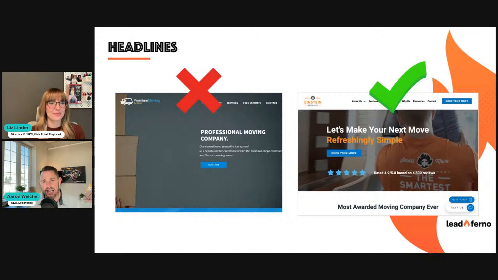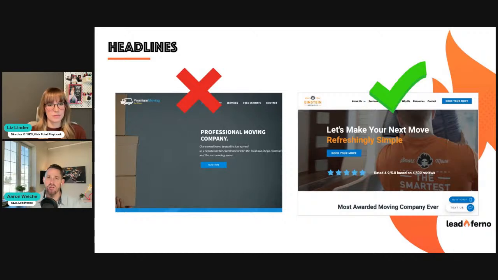On the right side with Einstein Movers, now we see people playing on emotion, right? Like, let's make your next move refreshingly simple. Anybody who's moved, whether you move yourself or use movers, knows there are parts of it that can be hectic, pain points, all kinds of things like that. So they're really stressing that. And then they also bring in the fact that they have 4,000 plus reviews and an unbelievable 4.9 out of 5 rating right up front.